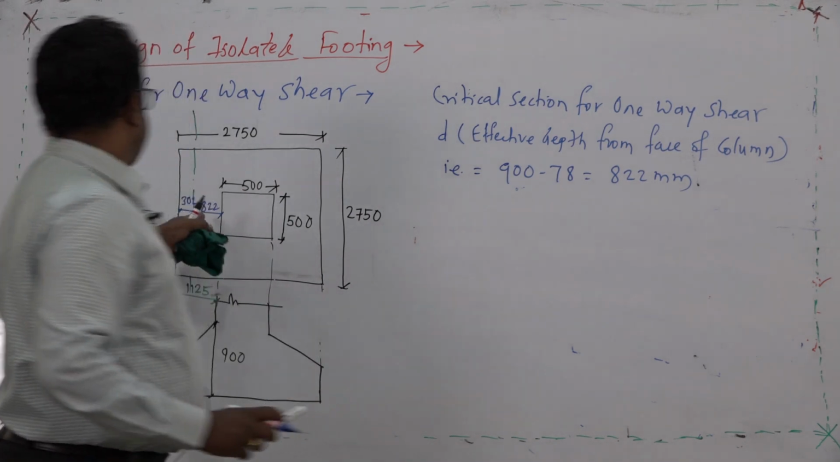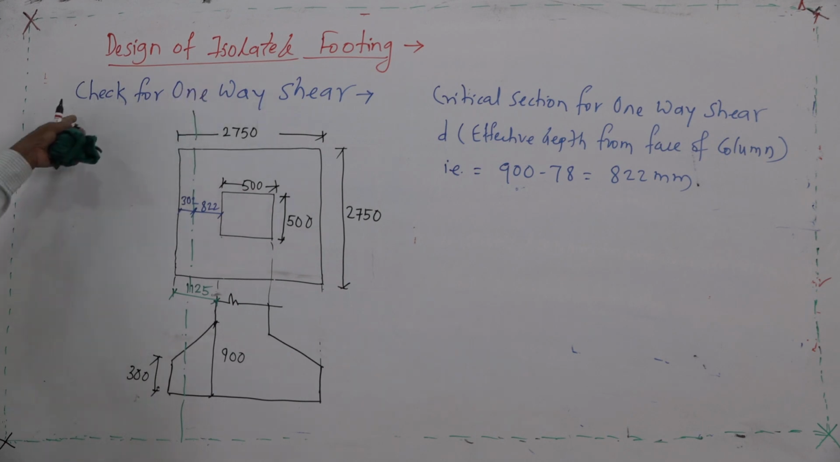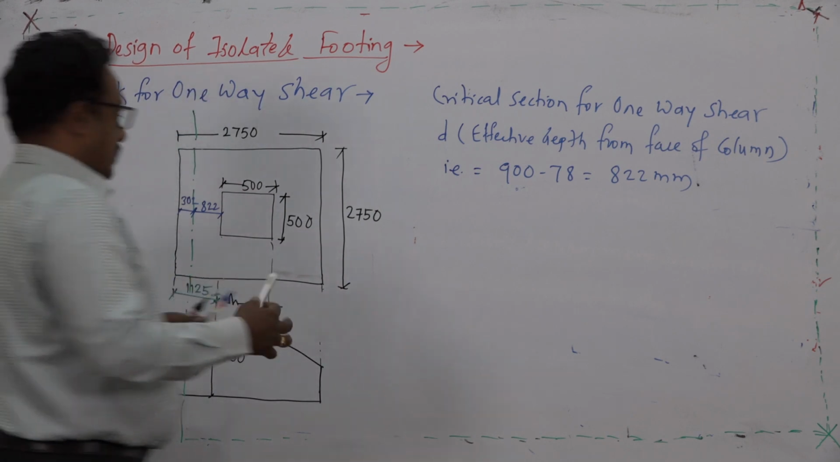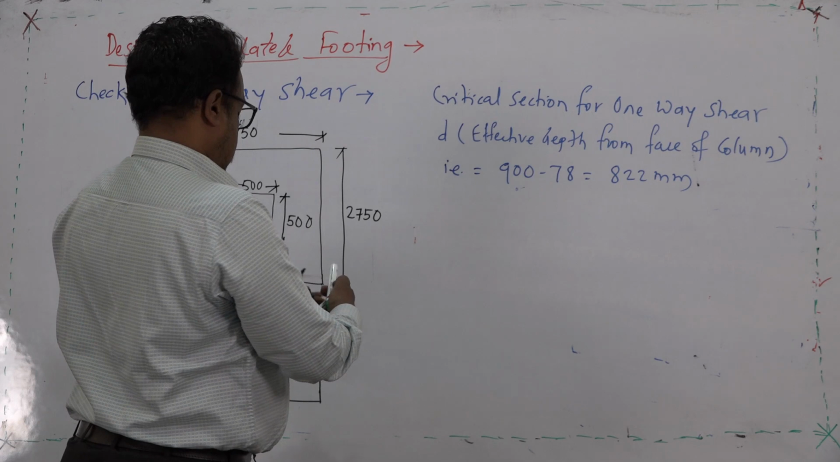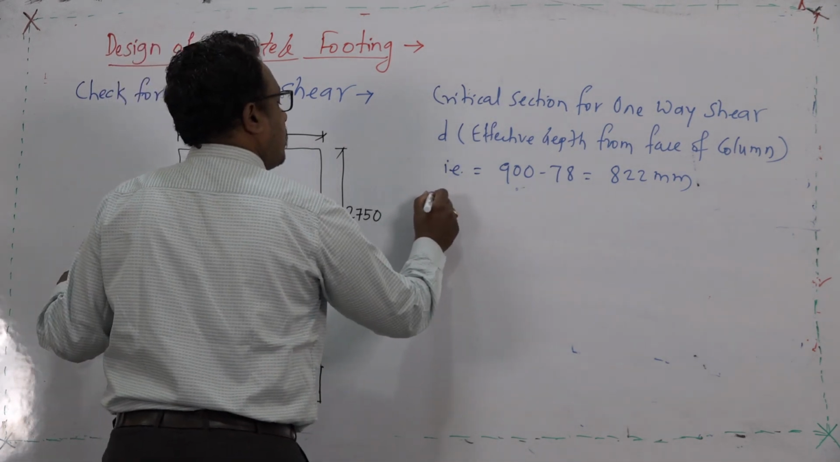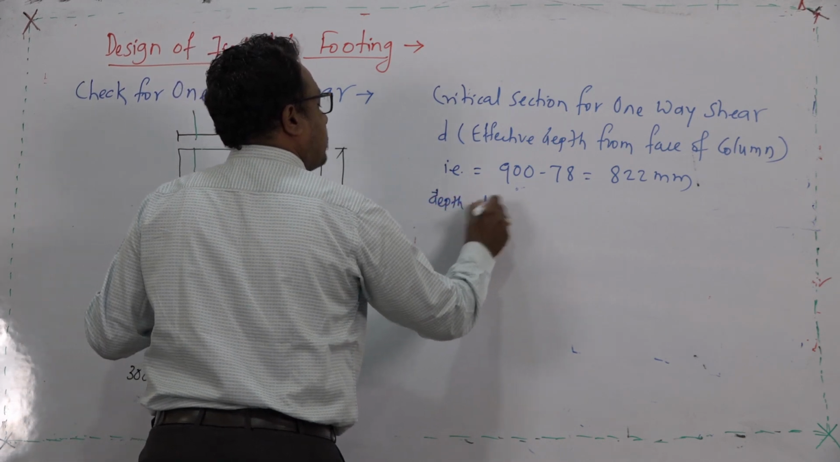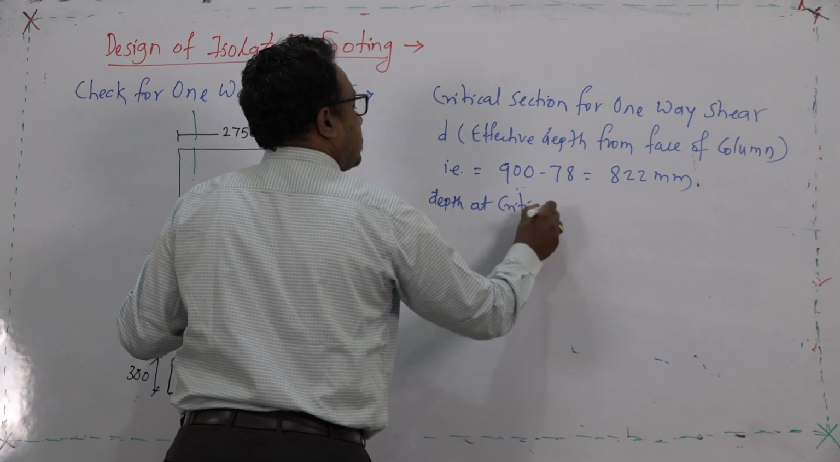So, what is the use of this? At this point we are supposed to quantify the required depth and breadth, because we are going to apply the check for shear. So, here write the depth at critical section.